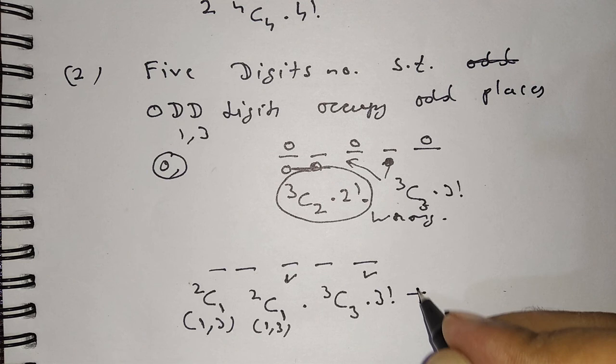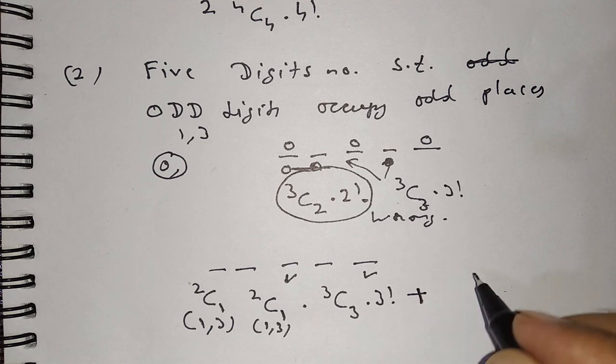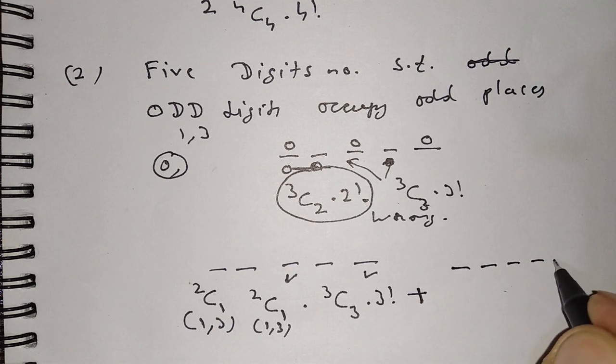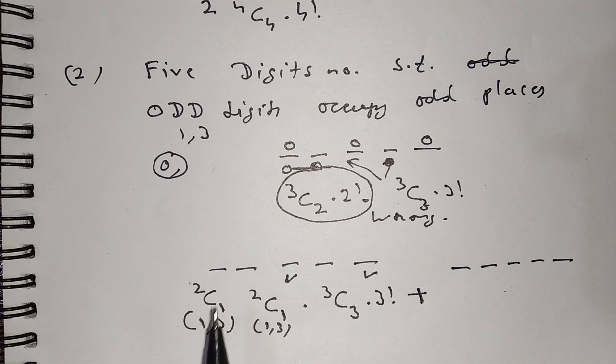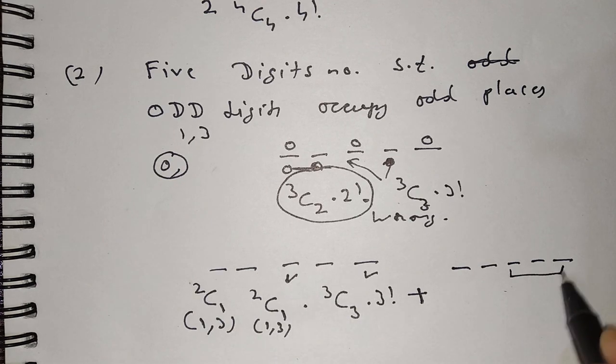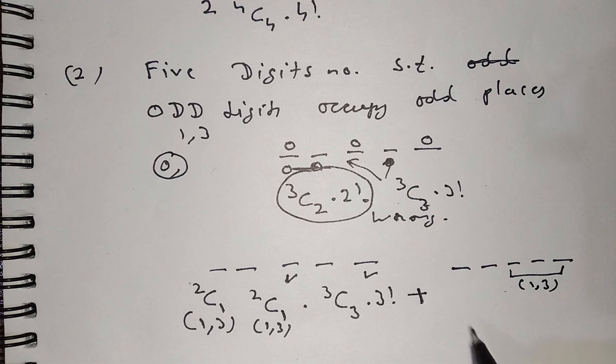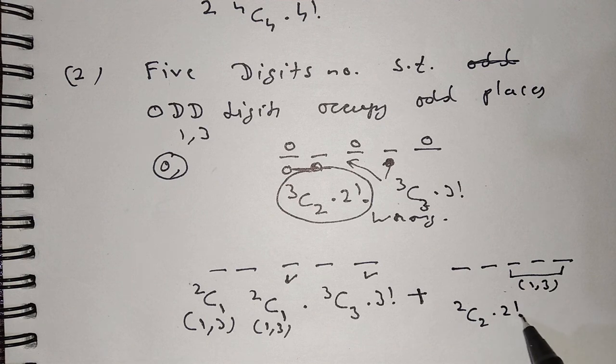Now plus we have to do the second case. In the second case we assume that we are not placing 1 or 3 in the first place. We are placing 1 and 3 in the third and fifth places, which can be chosen as 2C2. Out of 2 places we select 2 places, and these 2 are arranged as 2 factorial.